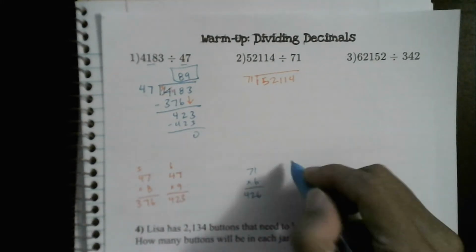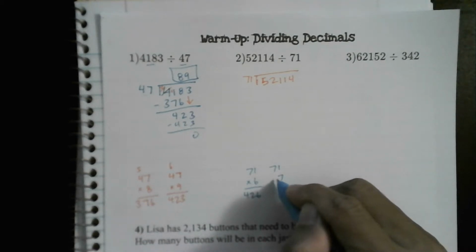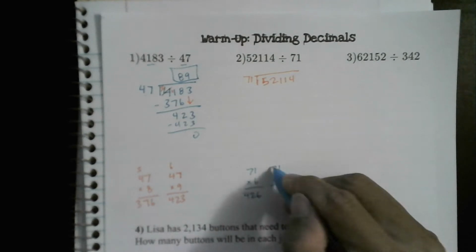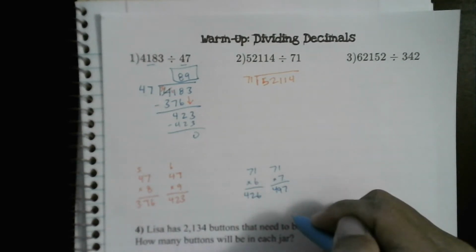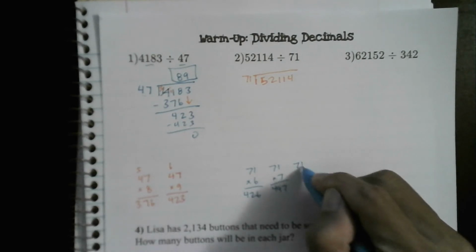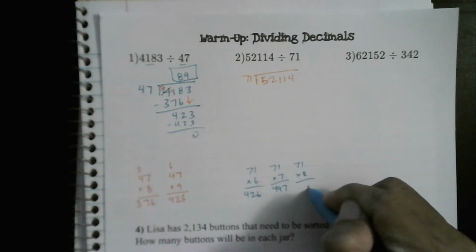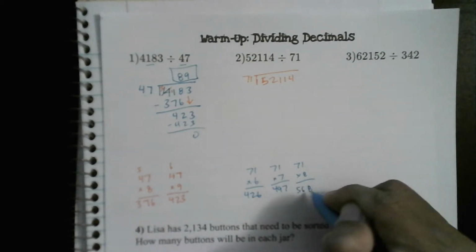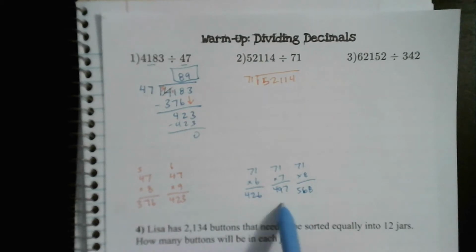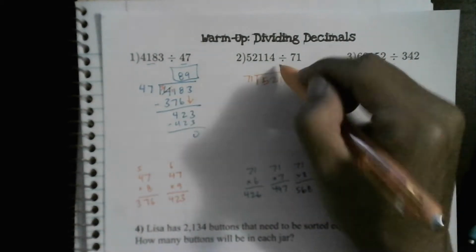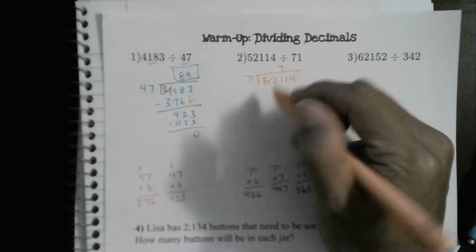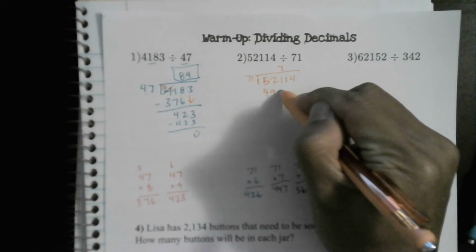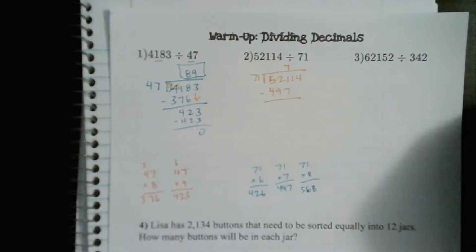It's still below 521, so let's try 71 times 7. No, I don't like the 7 times tables, but thankfully 7 times 1 is 7, and that's easy. 7 times 7 is 49. 497, getting closer. Let's try 71 times 8. 8 times 1 is 8. 8 times 7 is 40, 56, 568. And that's too much. So let's put that 7 up there. 71 can go into 521 7 times. And 71 times 7 is 497. And now we have to subtract.